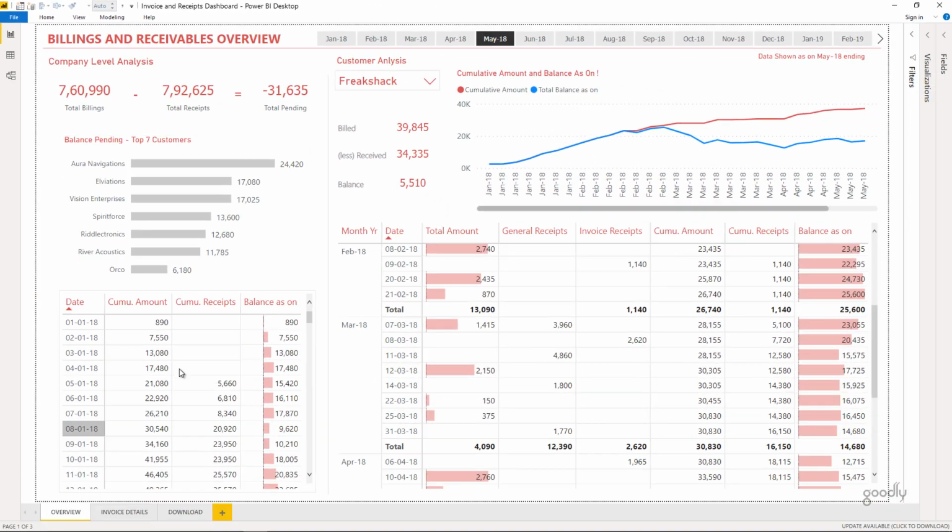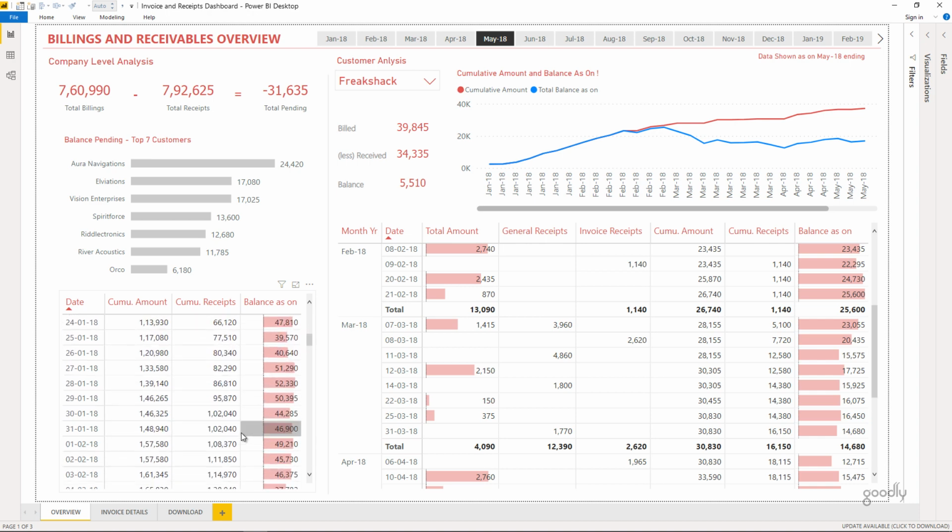At the bottom we have a small table. This table shows a couple of columns here. We have a date, the cumulative amount, that means day on day how did the billing increase. This is the running total of the amount received and the balance. So you can see that on the first we did a billing of 890 and we received nothing, so 890. Up till the second, that means the running total until the 2nd of Jan was 7,550. Received was nothing until this time, so the balance is complete.